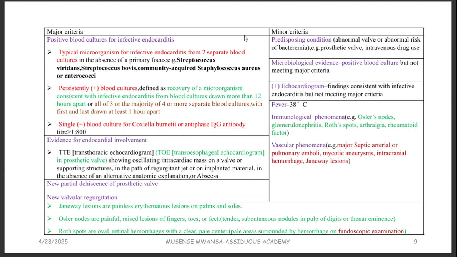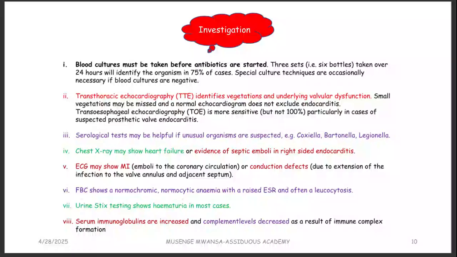So you can also use that mnemonic to remember the major and minor. Note that the new valvular regurgitation is not part of that mnemonic, and the new partial dehiscence of prosthetic valve is also not part of the mnemonic. If you want to see the Roth spots, which are part of the immunological phenomena, you are supposed to do a fundoscopy. Therefore, if you are clerking a case of someone that has got infective endocarditis, it's important for you to mention that you would have loved to do a fundoscopy. They just want you to mention that. It means that you know what you're talking about because of the Roth spots.